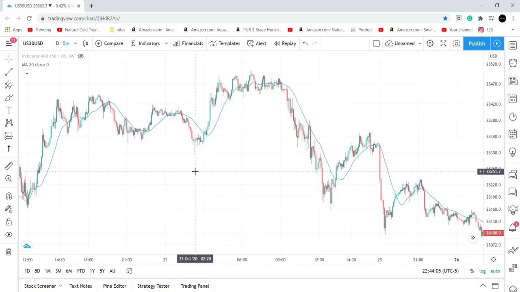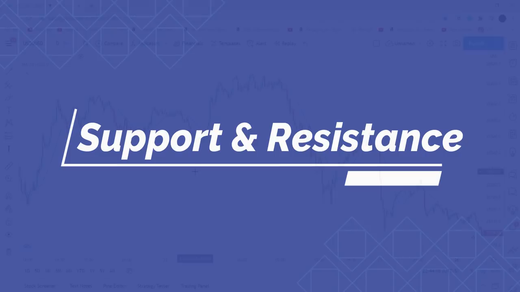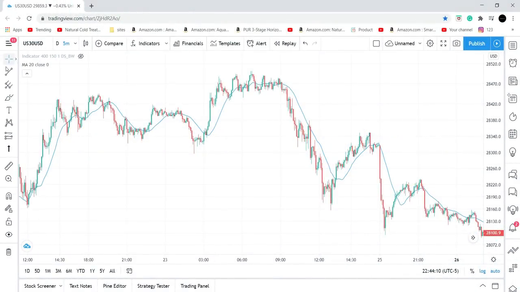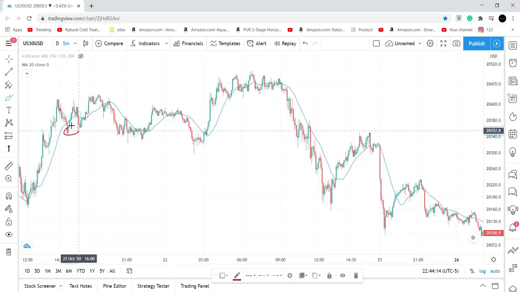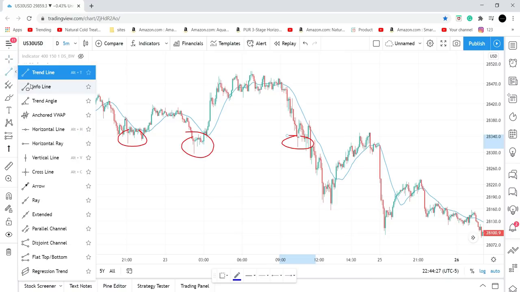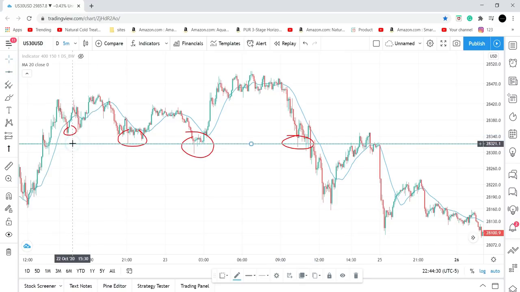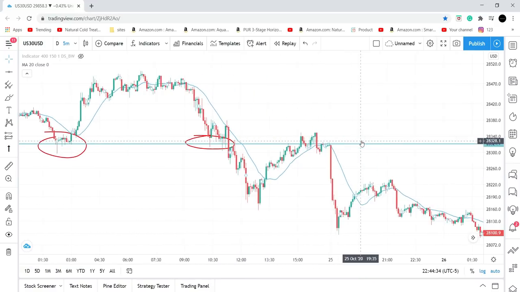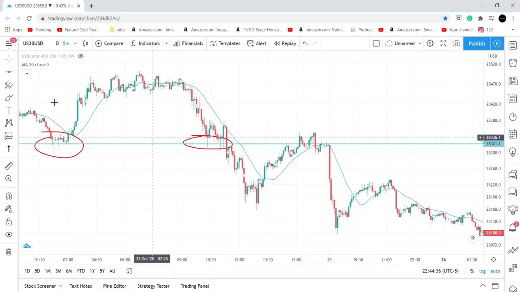Okay, so now we're going to go to support and resistance. What we have here, guys, is nice support right here, support right here, support right here, and basically support right here turned into resistance. So let's put the resistance line in, and we're going to wait for price to come to this line. Notice how price came to this line and it gave us a nice double top.